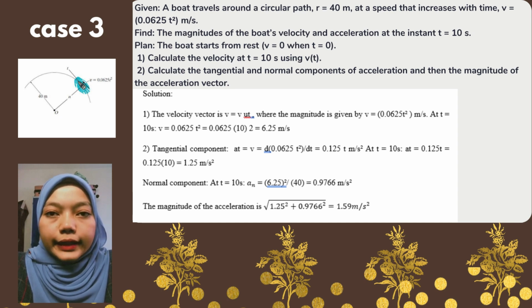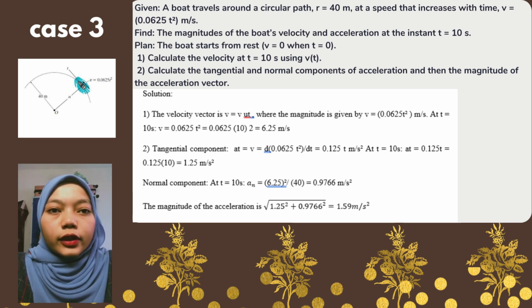Next, tangential component: at = v̇ = d(0.0625 t²)/dt = 0.125 t m/s². At t = 10 seconds, at = 0.125 × 10 = 1.25 m/s². Normal component, at t = 10 seconds, an = 6.25²/40 = 0.9766 m/s².